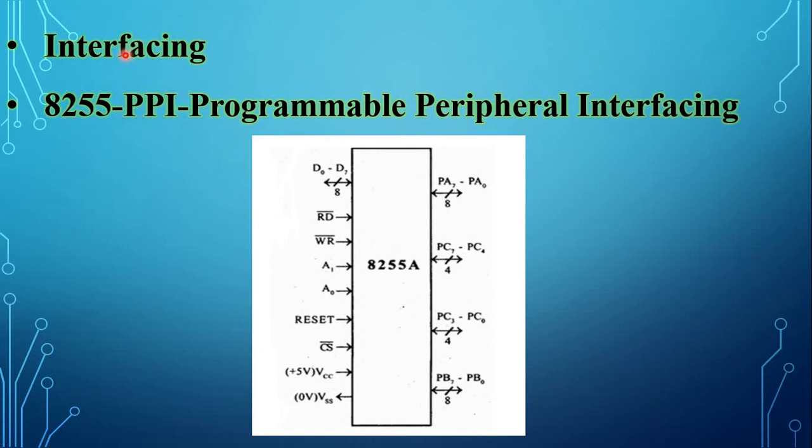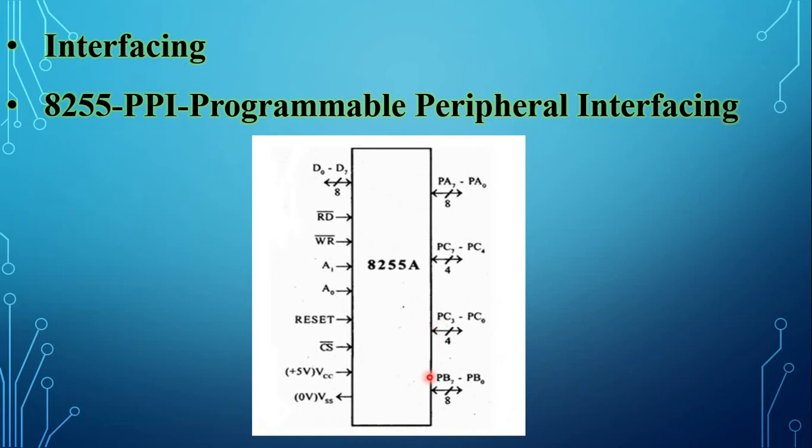Okay, so the logic circuits are called I/O ports or interfacing devices. There is a large number of interfacing devices available in the market. A few of the interfaces manufactured by Intel Corporation are discussed here. The first one is 8255 PPI, Programmable Peripheral Interface. Actually, the Intel 8255 is a general purpose programmable I/O device designed to perform a variety of input or output functions in a microprocessor system.